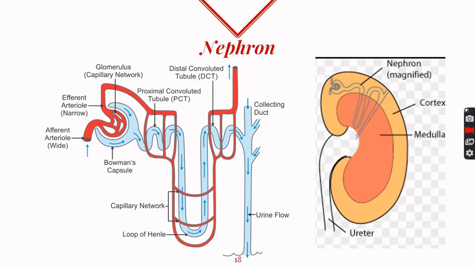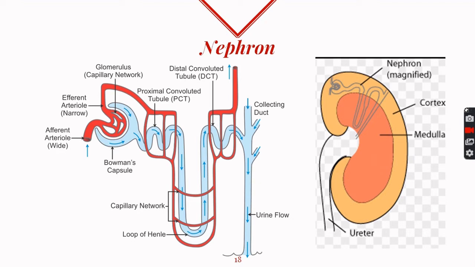Let's see the location of the nephron inside the kidney. This is the Bowman's capsule, glomerulus, proximal convoluted tube, distal convoluted tube. All these parts lie in the cortex region of the kidney. And only the U-shaped part, which is the loop of Henle, lies in the medulla region of the kidney. So this is the location and the structure of the nephron.